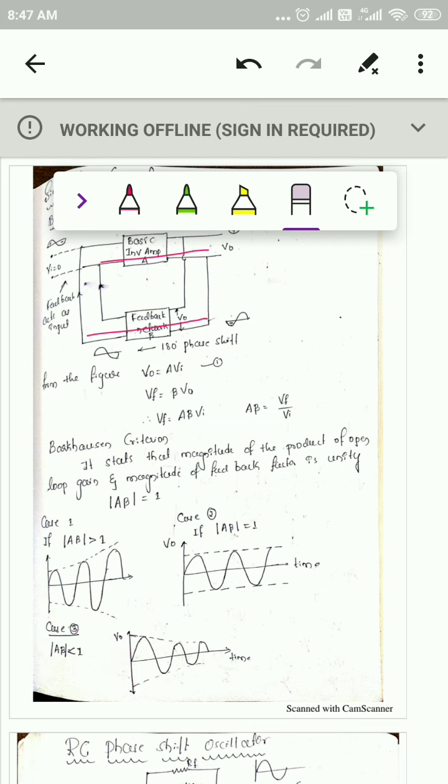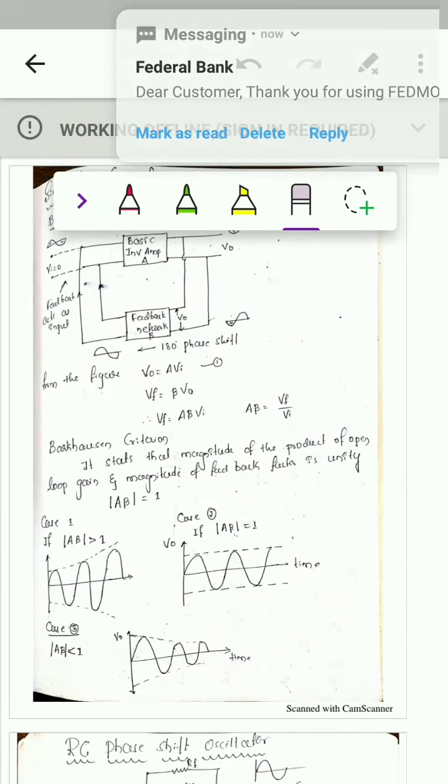So increasing oscillations when it is greater than 1, uniform oscillations when it is equal to 1, and gradually decaying oscillations when it is less than 1. These are the three different cases for producing oscillations in the Barkhausen criteria.